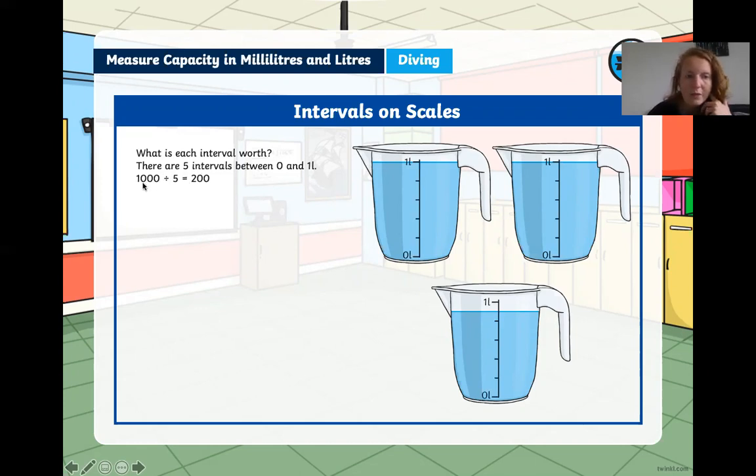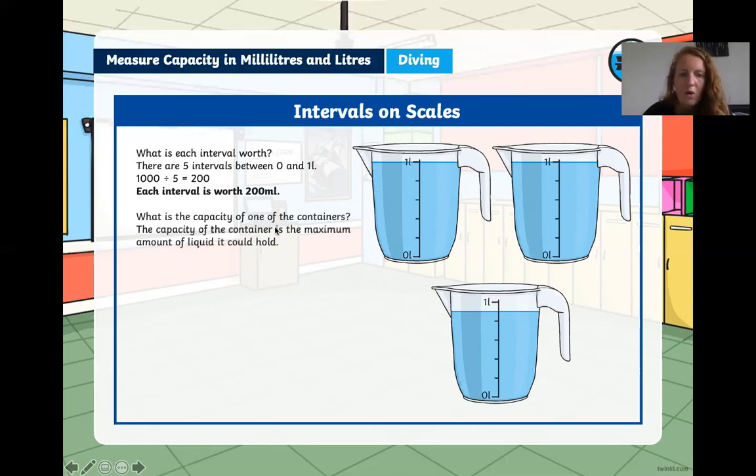What do you recognize? Well, I know that my number 10 here, and I know that 5 goes into 10 twice. So that would be 2 and then 2 zeros, my place value holder, so that would be 200. Use your place value during this to help you. So each interval is worth 200 milliliters. Let's check. 200, 400, 600, 800, 1,000. It is.